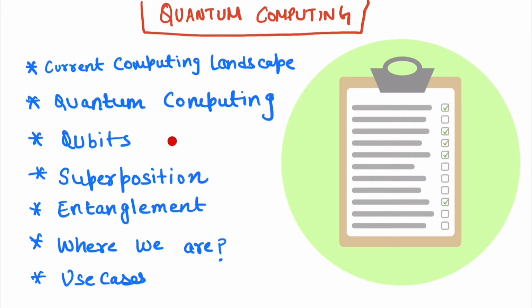Then we will discuss about certain core concepts of quantum computing, which is qubits, superposition, entanglement. And in the last, we will discuss about that where we are in the landscape of quantum computing and what are some of the potential use cases which would be the target for the quantum computing in first go.